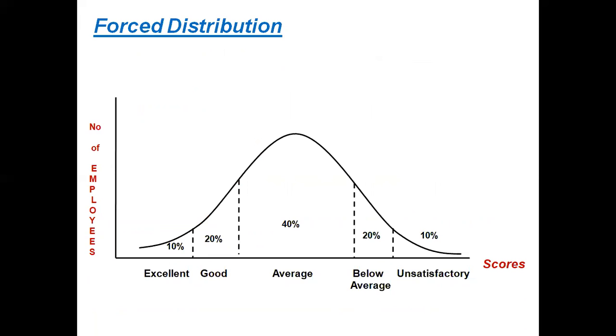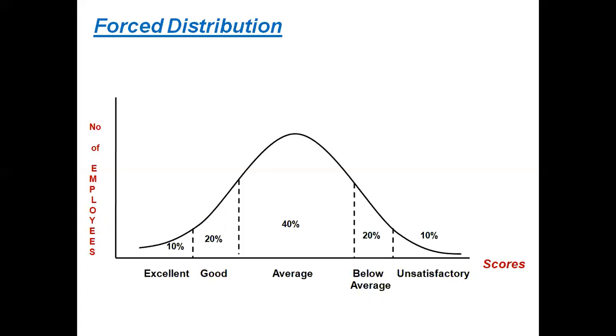Forced distribution method, normally known as the bell curve, is phased out now in companies. Companies are not following this method. The rater is asked to appraise the employee according to a predetermined distribution scale. In this, the workers are placed between two extremes of good and bad performance. For example, workers of outstanding merit may be placed at the top 10% of the scale.